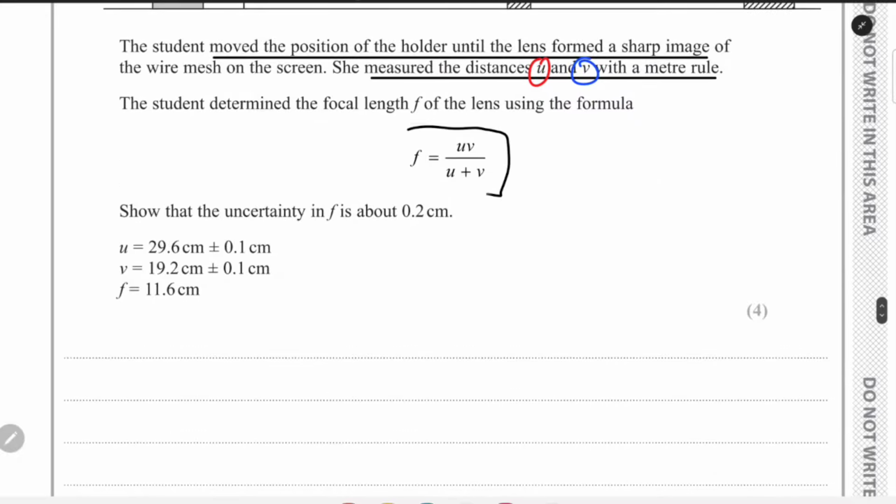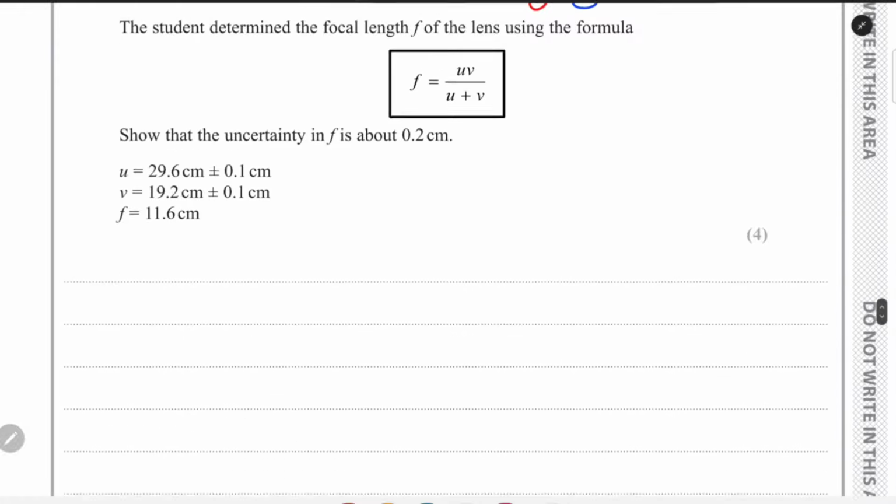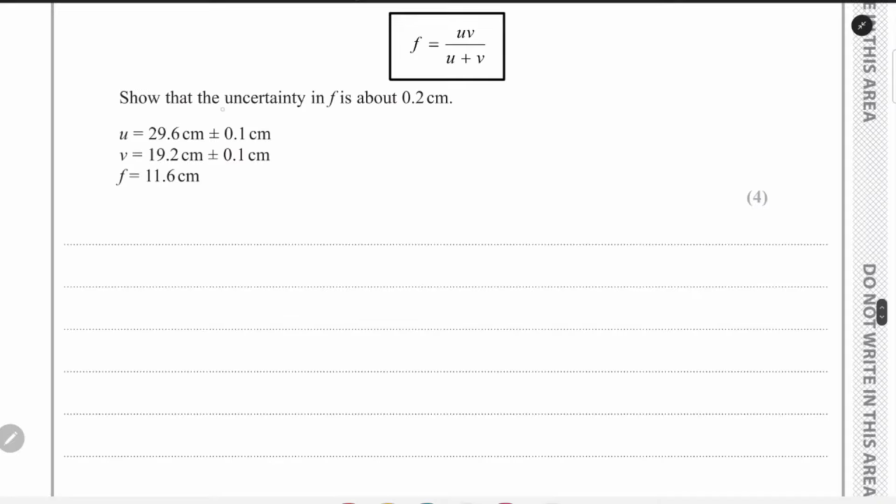We are given the focal length is uv divided by u plus v, and we have to show that the uncertainty in f is about 0.2 centimeters. When there's an addition or subtraction, we add the uncertainty directly, and when there's a division or multiplication, we add the percentage uncertainties.